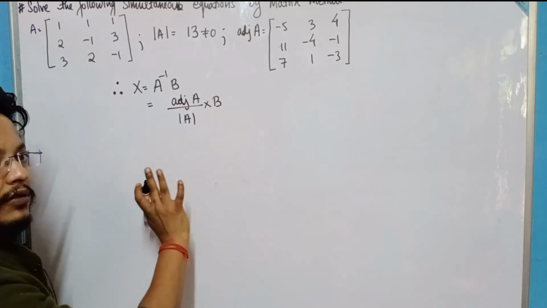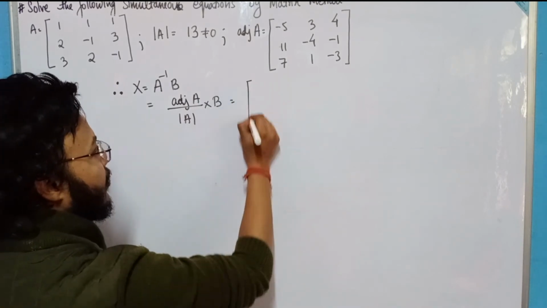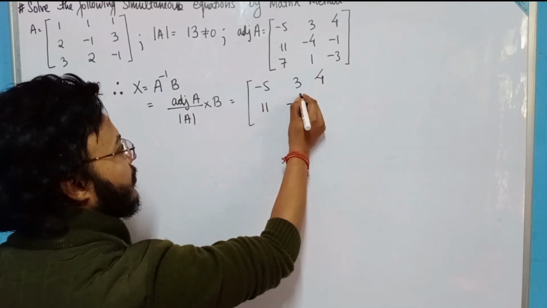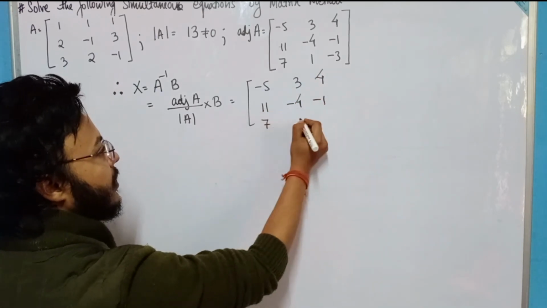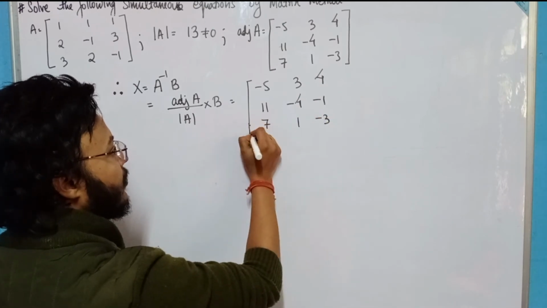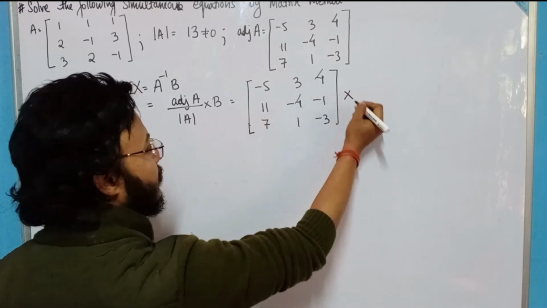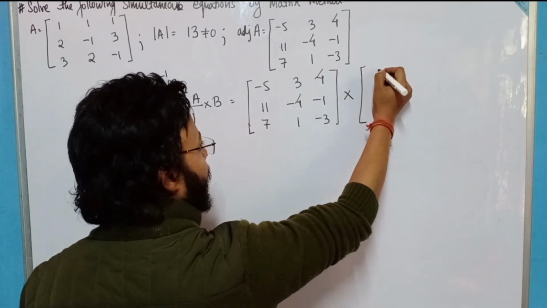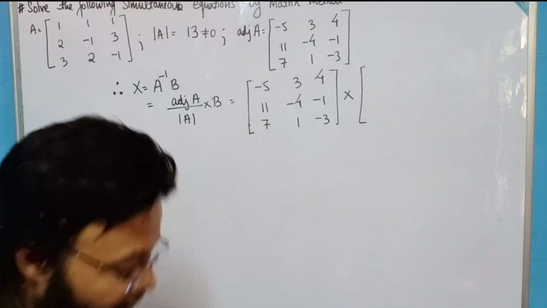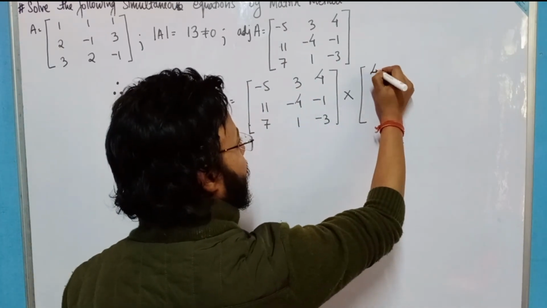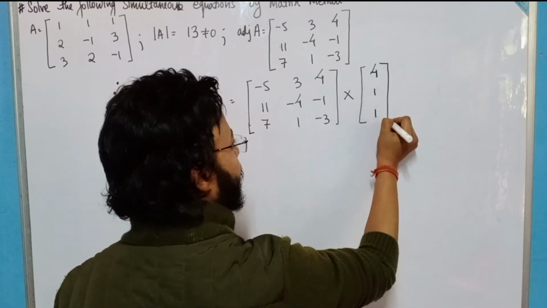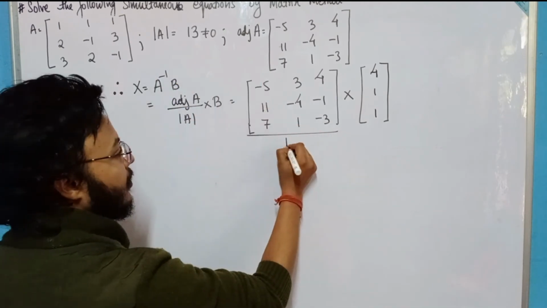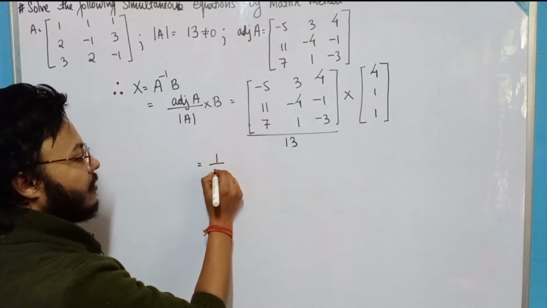Now I'll put the values. What is my adjoint of A? You can see what I got: adjoint of A is minus 5, 3, 4. This side is 11, minus 4 and minus 1. And this is 7, 1, minus 3. So this is my adjoint of A, into the B value. What is the value of B? I think it's here: 4, 11. Yes, the value of B is 4, 1, 1. And the det of A is 13, so I can write 1 by 13.